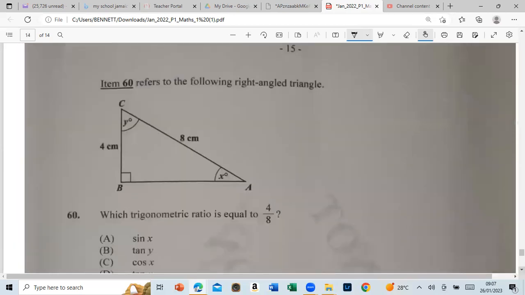It's another trick question. Item 60, refer to the following right angle triangle. Which trigonometric ratio is equal to 4/8? First, they might deal with y and x. So look, what is sin x? Sin x would be opposite over hypotenuse. So here we have the opposite. Remember that the opposite is always relative to the angle we're looking from. The hypotenuse is opposite to the right angle. So 4/8 is sin x.